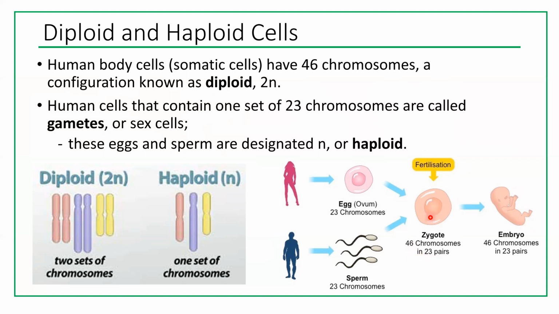And then this cell will divide until we have an embryo, right, and then a newborn, and then we grow and so on, became adults. So we all started from one single cell that had half of the chromosomes from mom, half from dad, making it 46.